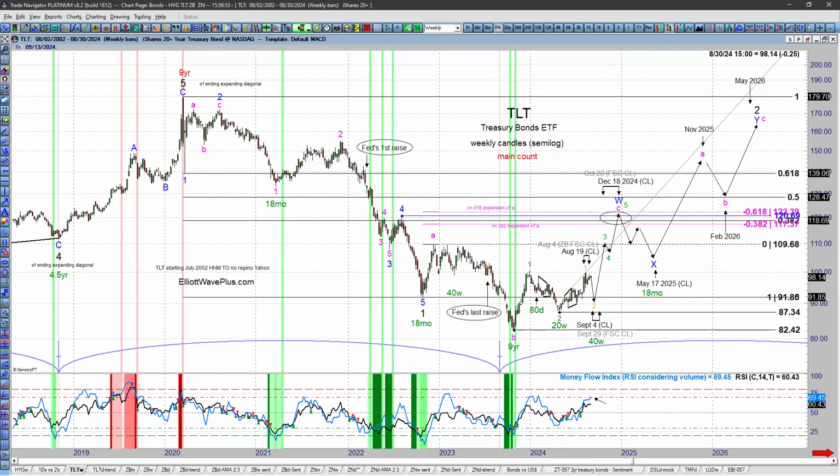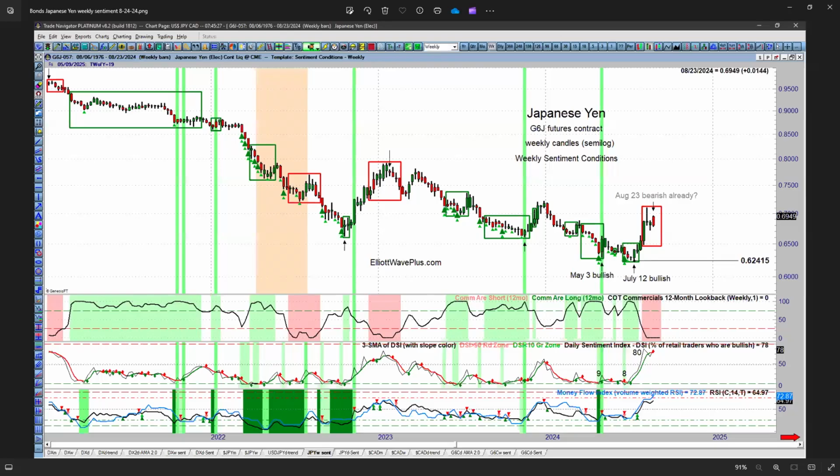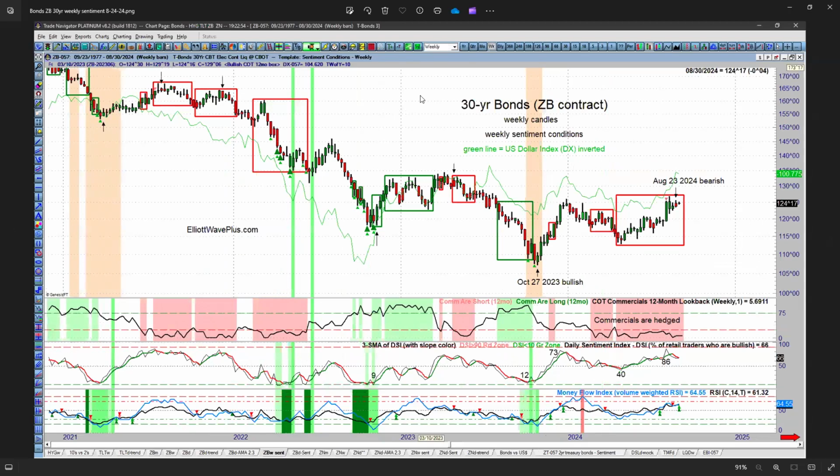And then I also want to show something very interesting on the Japanese yen. But before we get to that, let's look at some sentiment on bonds, the sentiment conditions right now. So this is the 30-year bonds, the longest dated bonds.